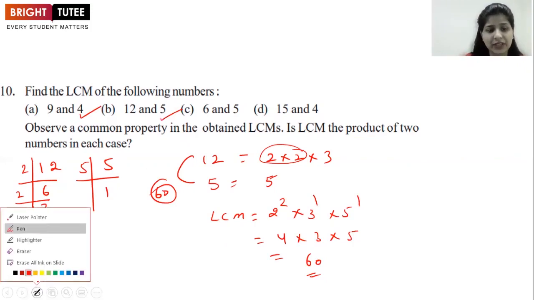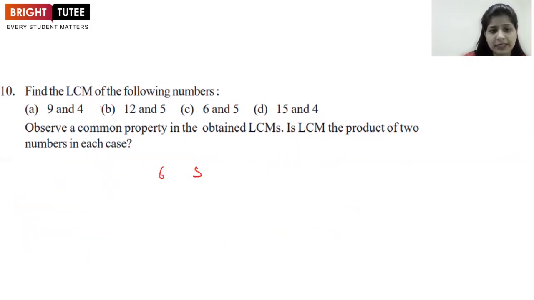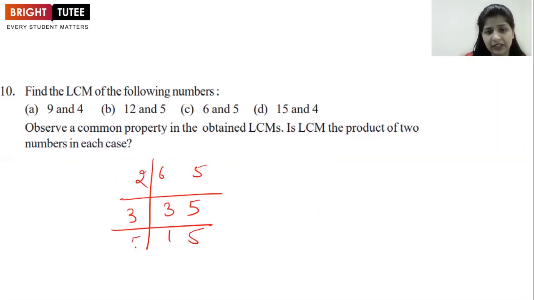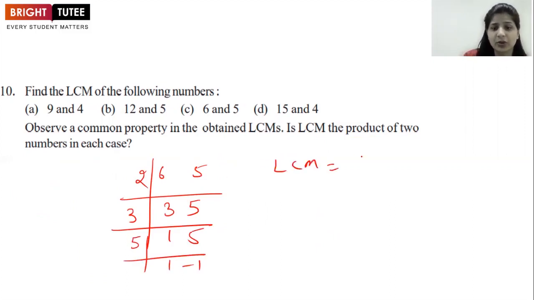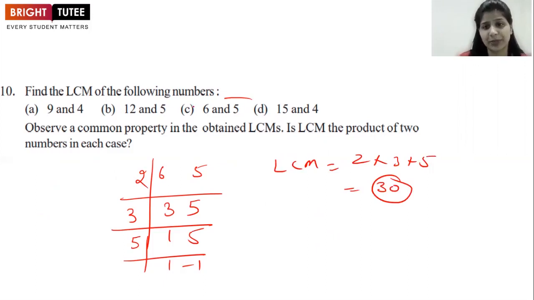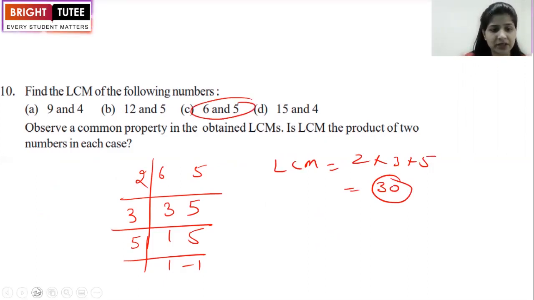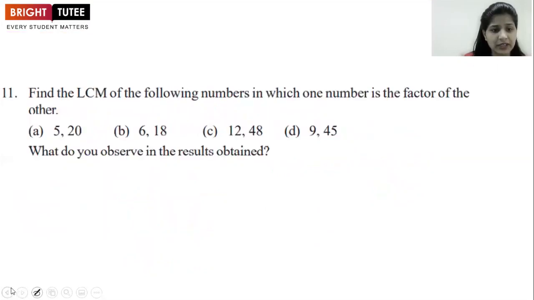Let's try the third one. 6 and 5, finding out the LCM. 2 3s are 6, 5, then with 3 and then with 5. So we get 1 and 1. So do you see the LCM is 2 into 3 into 5, that is 6 into 5, that is 30. So yes, it is the product of these two numbers. Okay, and the last part is now left. So we can definitely do the last one.